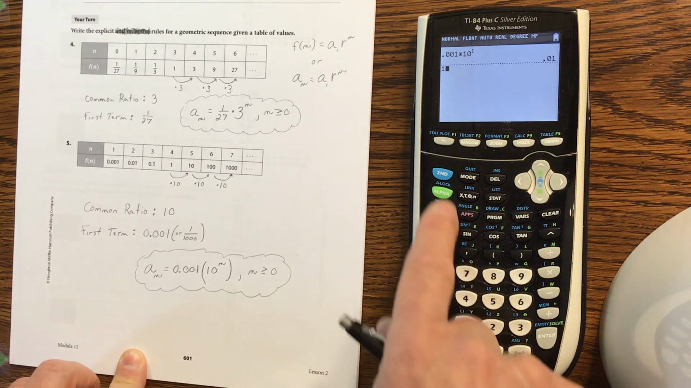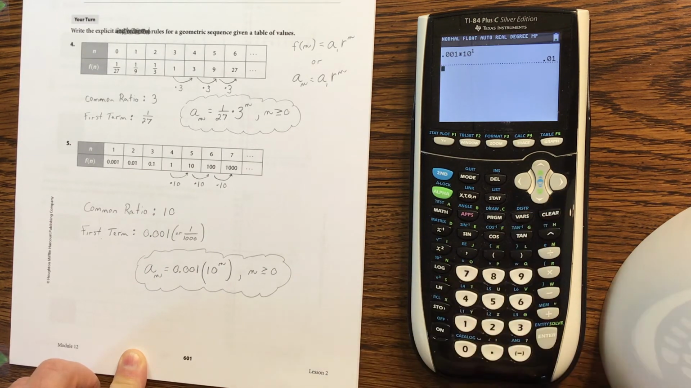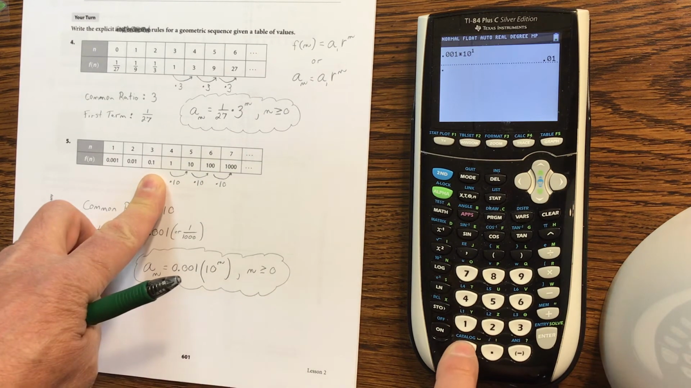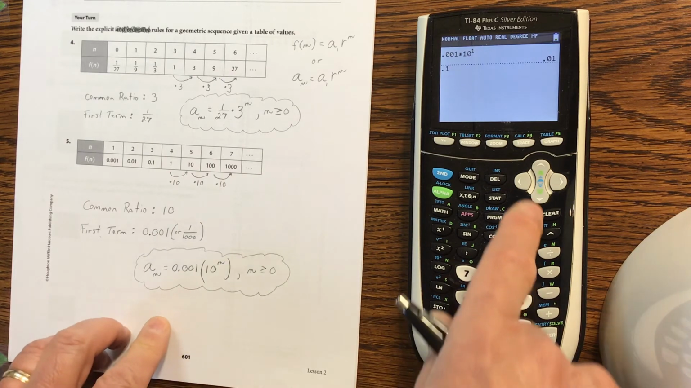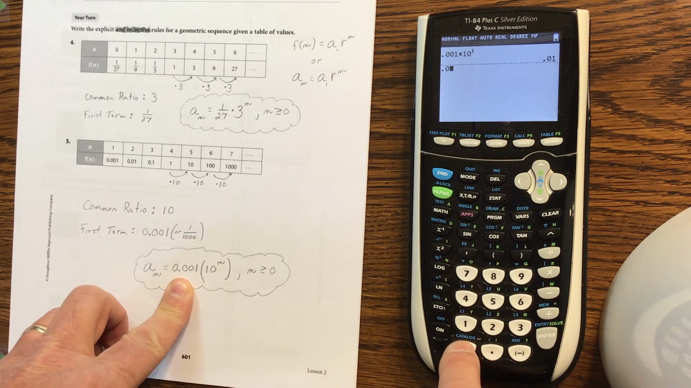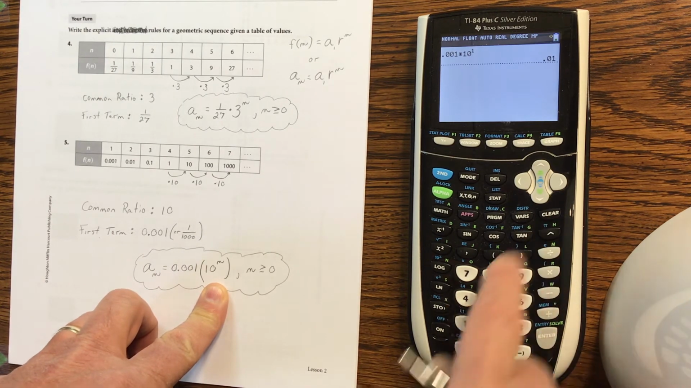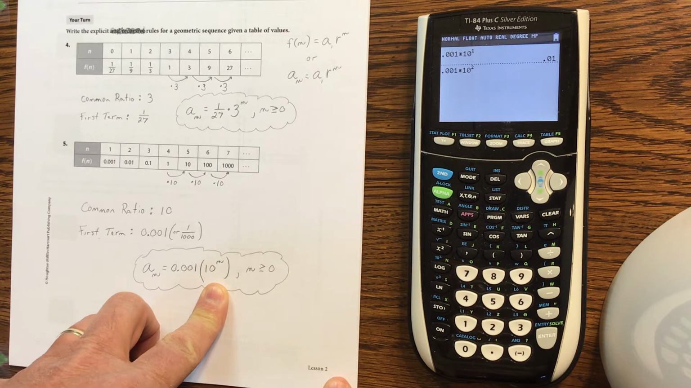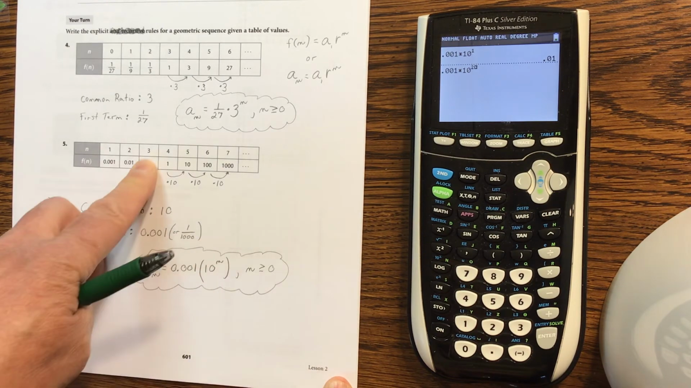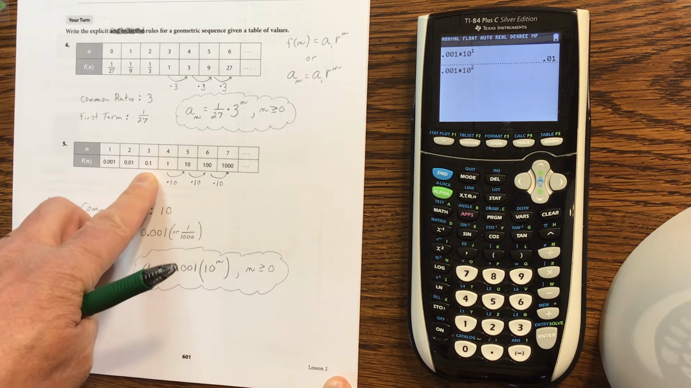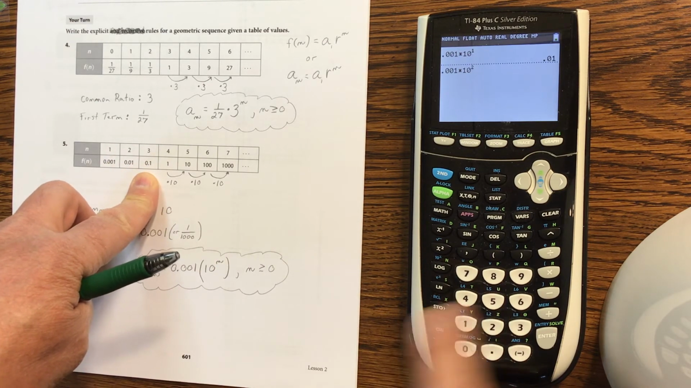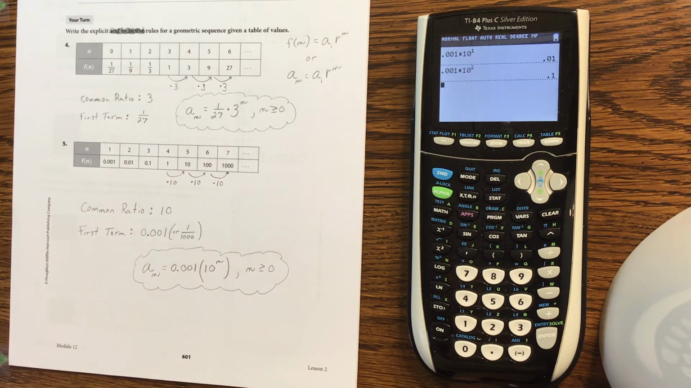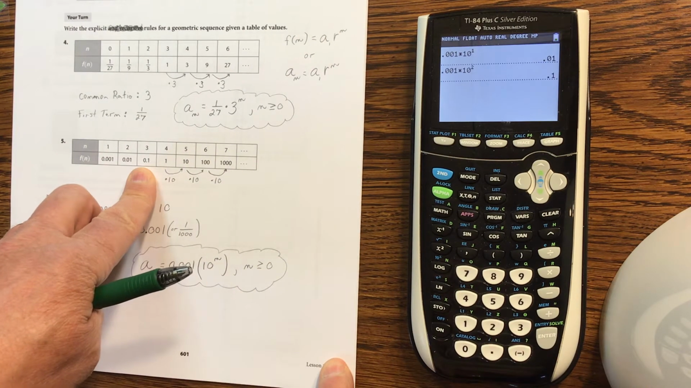Actually, let's set it up correctly now. 0.001 times 10 to the second power. The 2 is the second term. In this case, don't ignore that. Even though it says 3, this is going to be the third term. You'll see the picture when you get to it. Do your math, you get 0.1.